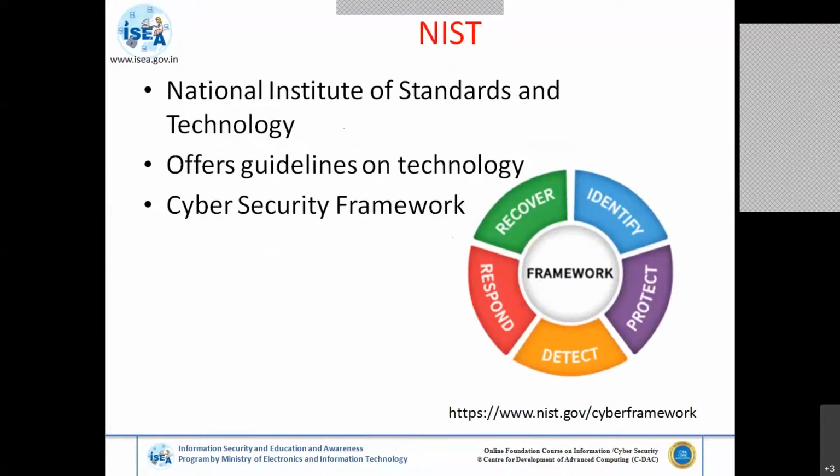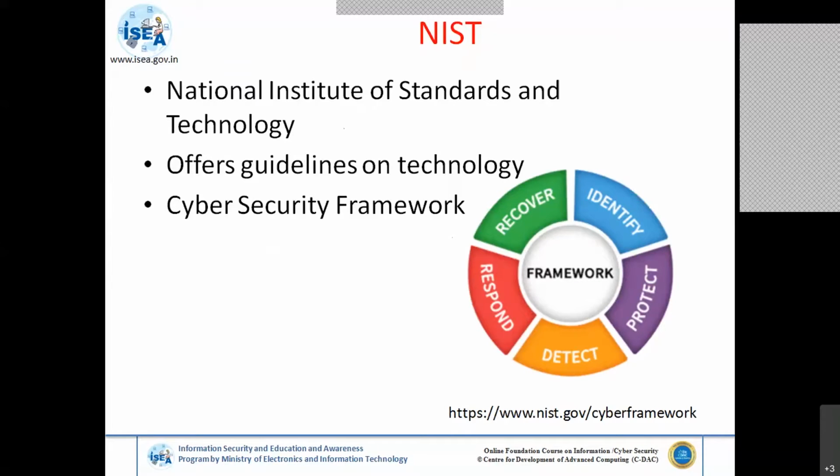Okay. So NIST is also, I think you know, one of the basic, very famous standards, the National Institute of Standards and Technology, which offers guidelines and technology. Okay. And it also gives you a cybersecurity framework on how to implement and how to respond to different attacks. Like identify, protect, detect, respond, and recover. So these are the 5 steps which NIST takes care of under the cybersecurity framework.